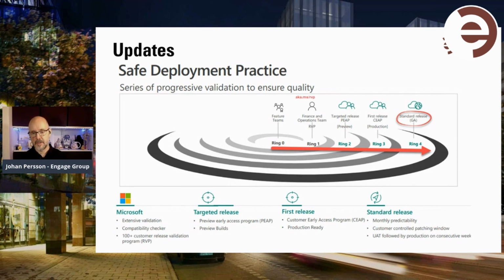Then we have the targeted release, and that is the preview program. This is not supported to run in production, but you can always set up an environment just to verify that it's actually working, that it doesn't break your current processes and so on. Third ring is first release. First release is basically preview, but it runs in production. So when you go into deploying the standard release, the GA release, a lot of customers have already run the product for a while in production.